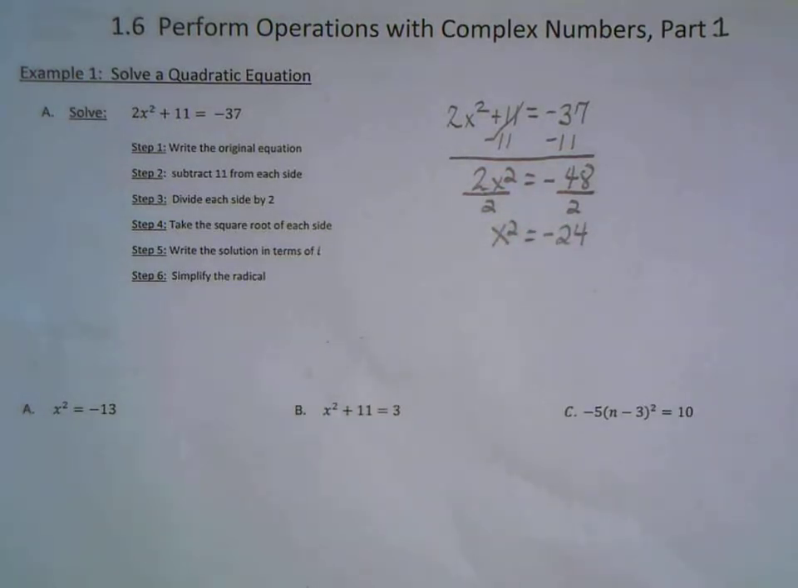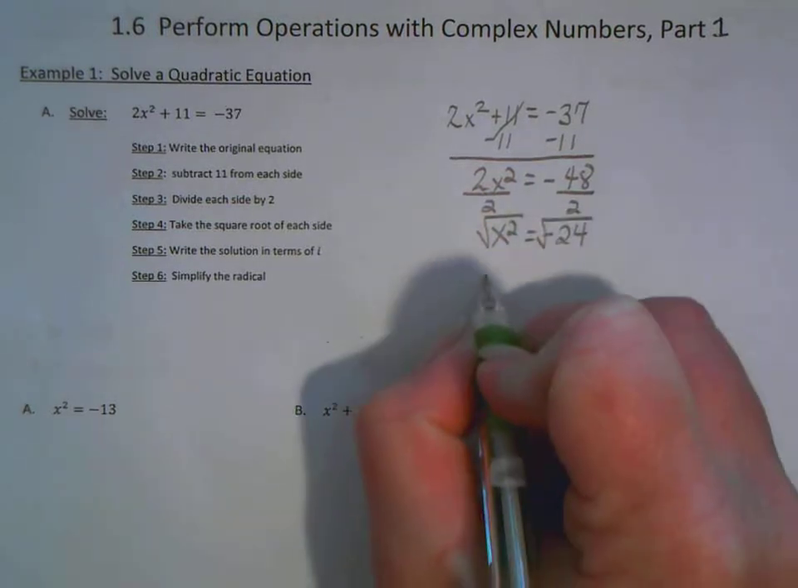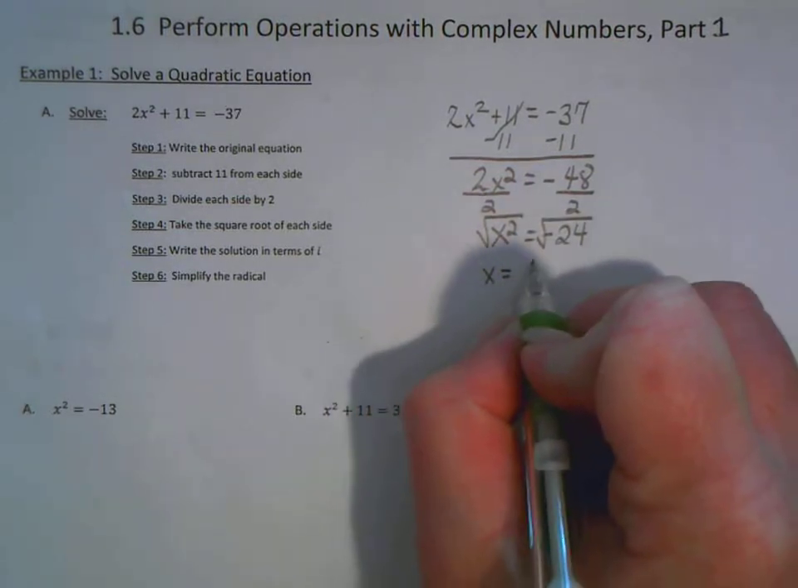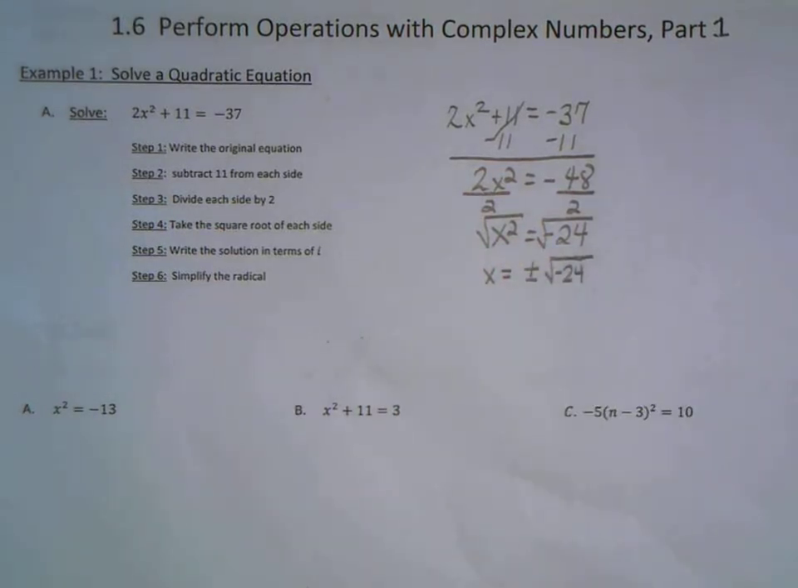Now, at this point, you should be familiar with how to do this. Up to this point, you've done it before. Now, the next thing you're going to do is take the square root of both sides. The only problem is now when you take the square root of both sides, it's going to be x equals the positive negative square root of negative 24. However, think about it. Is it possible to take two identical numbers and multiply them together and get a negative number? Can you do negative 2 times negative 2 and get negative 4? No, because a negative times a negative is a positive.